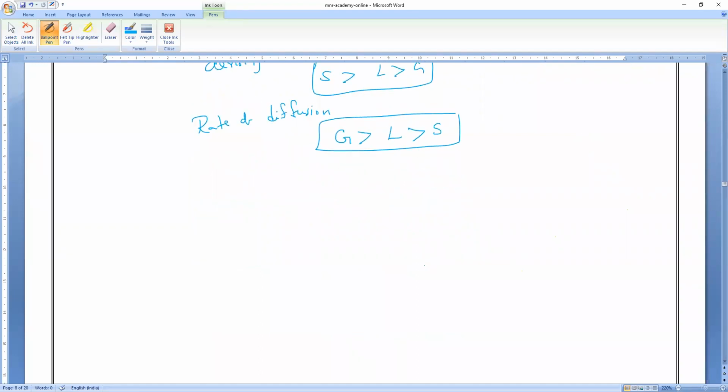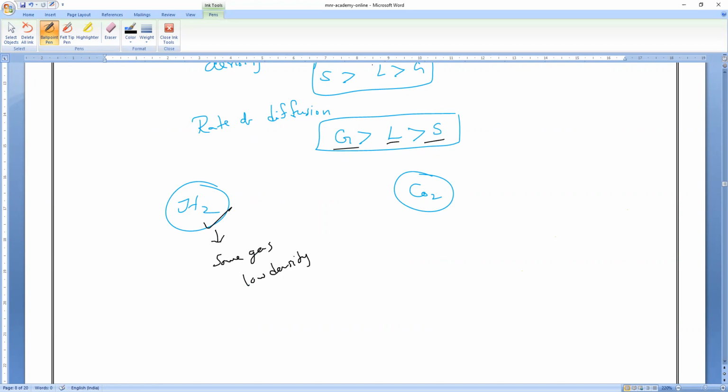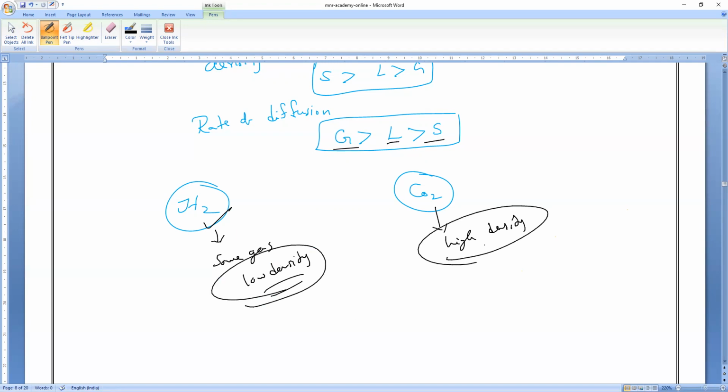Now, for example, I will give you hydrogen gas and carbon dioxide gas. Which gas will diffuse faster, hydrogen gas or carbon dioxide gas? See, I am not comparing solid, liquid, and gases; I am comparing only gases versus gases. All the gases have low density, but in that also, some gases have a little more and some a little less density. Now tell me which will diffuse faster?